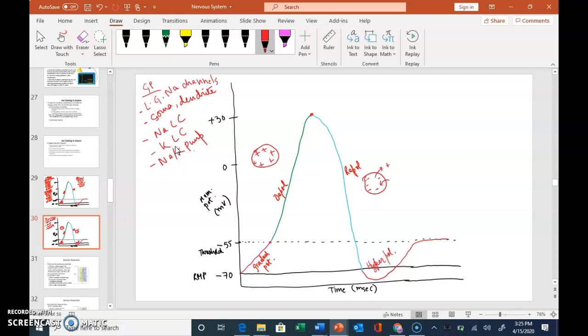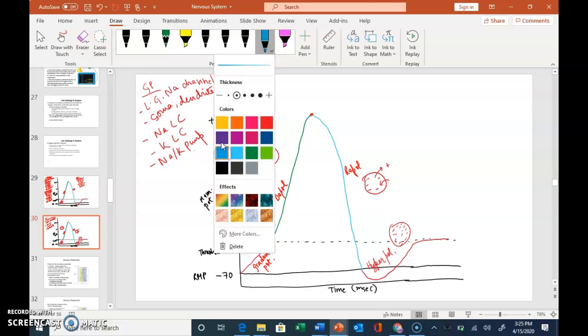And in hyperpolarization, we have, so this is the cell, let me draw it here. We have even more negative charges. So the inside becomes more negative as compared to resting membrane potential. Okay, that's hyperpolarized state. Now we will see which channels are open and which channels are closed during depolarization, repolarization, hyperpolarization. Good. So let's talk about depolarization. I'll do this in green.